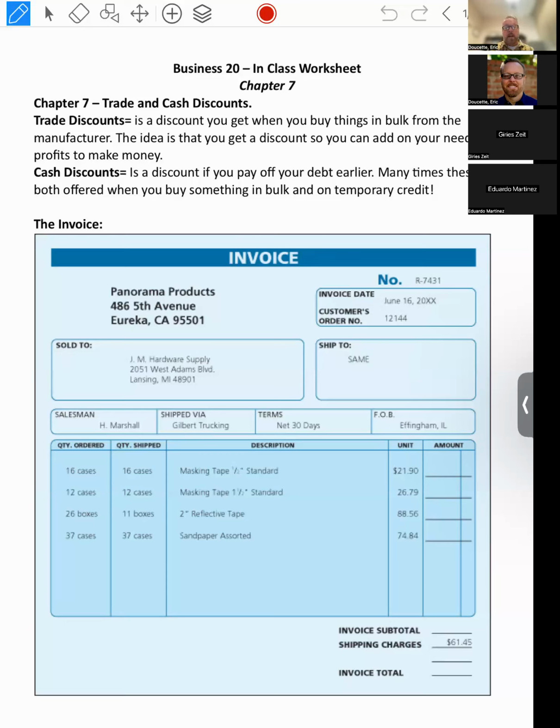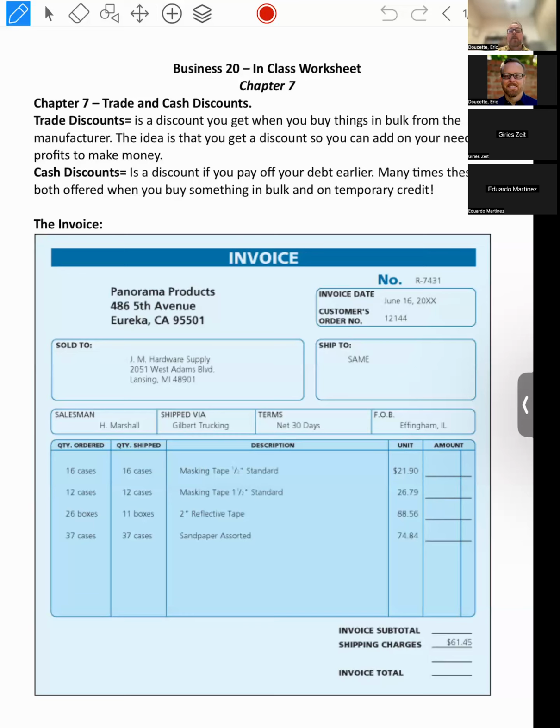What you're looking at on your screen is an invoice. It's a typical looking purchase order invoice that a company might issue. In this case, it's JM Hardware Supply. And if you notice down there, they bought 16 cases of masking tape, 1/2 inch. They bought 12 cases of masking tape, 1.5 inch, it looks like. They bought 26 boxes of 2-inch reflective tape, and they bought 37 cases of assorted sandpaper. So this would be a typical invoice of maybe what you purchased.